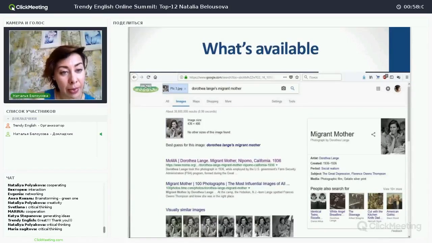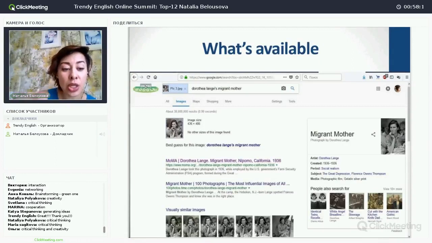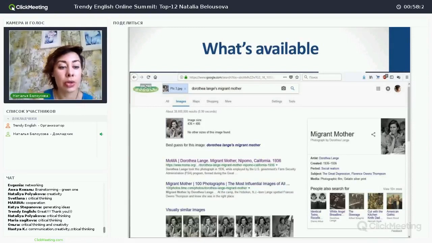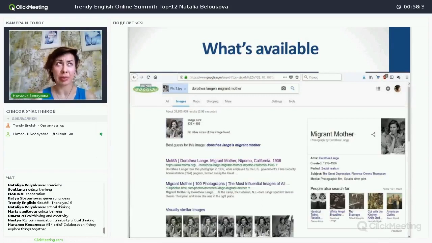Again, I'm going to be waiting for some answers. Critical thinking, exactly. Because you look at the picture and you start analyzing it, you start noticing certain things about it, like why it is black and white, for example, or the clothes the people are wearing. And also communication, because they all came with bits and pieces of information, and then as a group, we managed to find out basically everything that's possible to find out about these pictures.